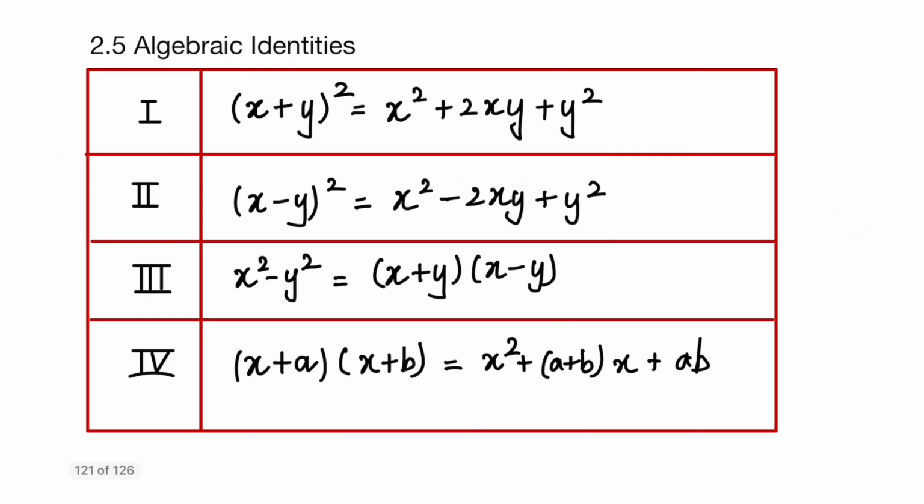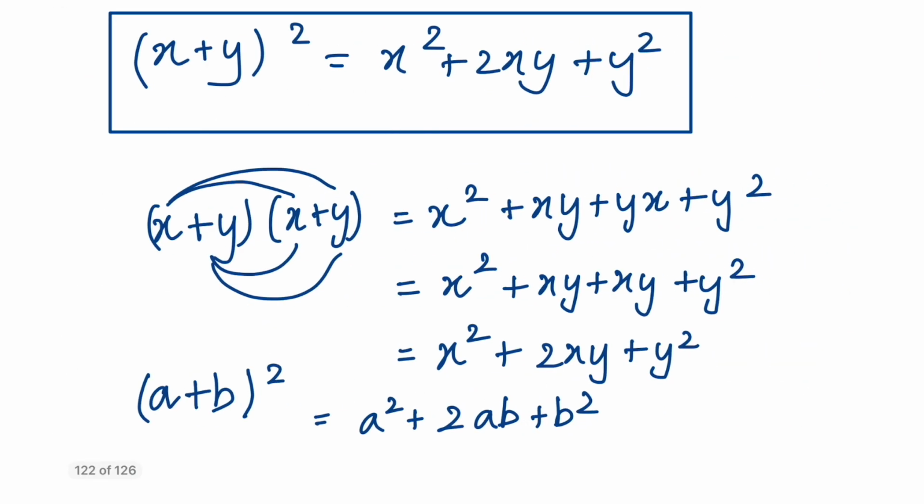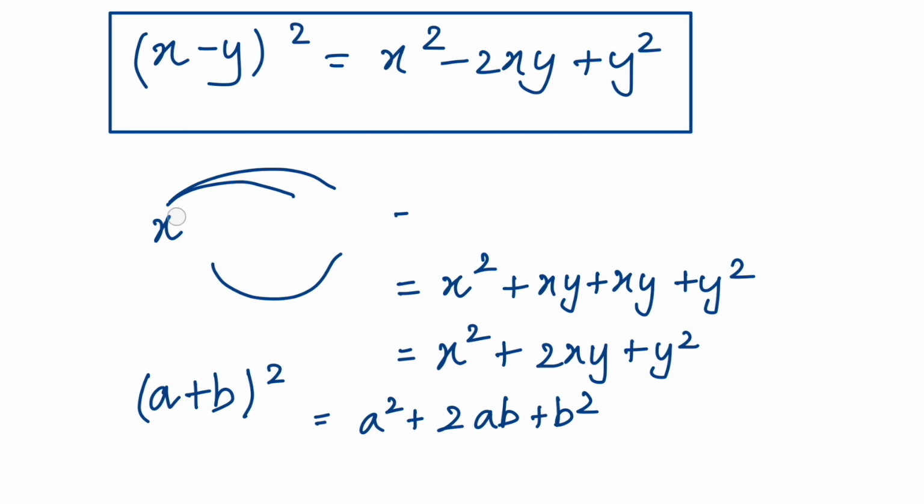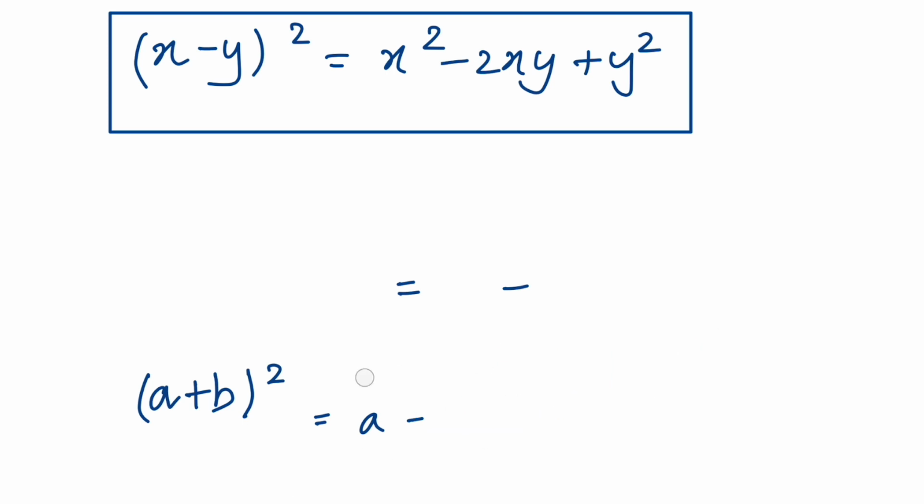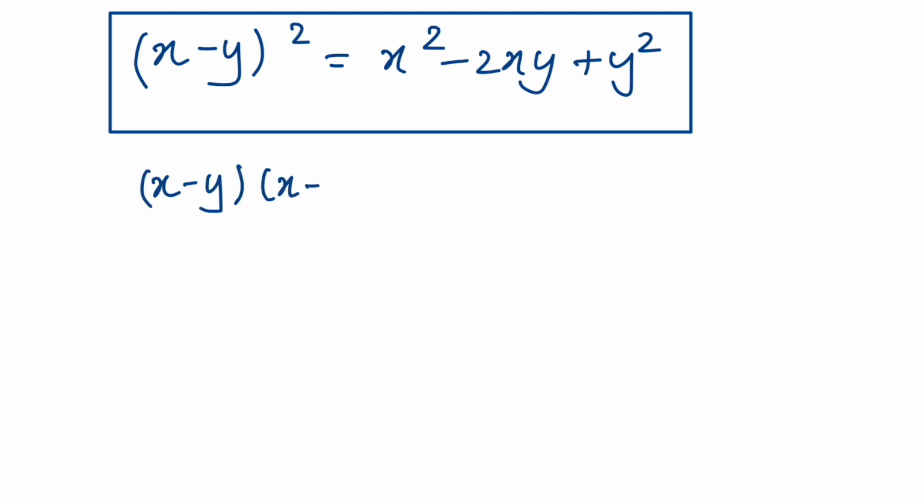The next identity is very similar to the previous identity, except for the sign in between. (x minus y) the whole squared is the second identity. I'll just make a couple of changes, and that will come up to that. So (x minus y) the whole squared is x squared minus 2xy plus y squared. And how did we derive that? The same process. Instead of (x plus y) into (x plus y), we are going to multiply (x minus y) into (x minus y), and that is going to be x squared.